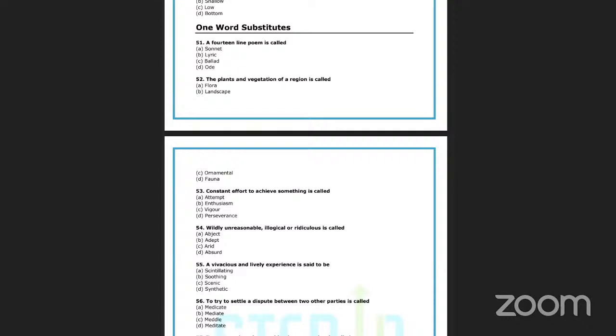So tell me, the plants and vegetation of a region is called as what? Yes.